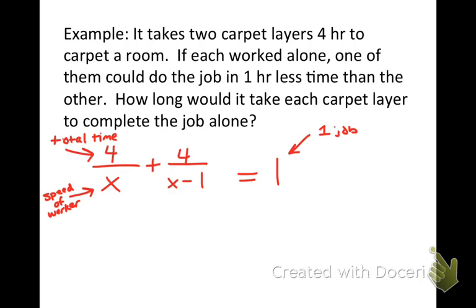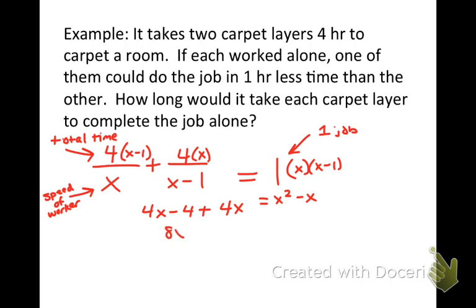First fraction needs what? An x minus 1. Second fraction needs an x. The 1 is going to need both an x and an x minus 1, which is x squared minus x, equals, what do we get on the left side? 4x minus 4 plus 4x. Combine like terms. 8x minus 4 equals x squared minus x.